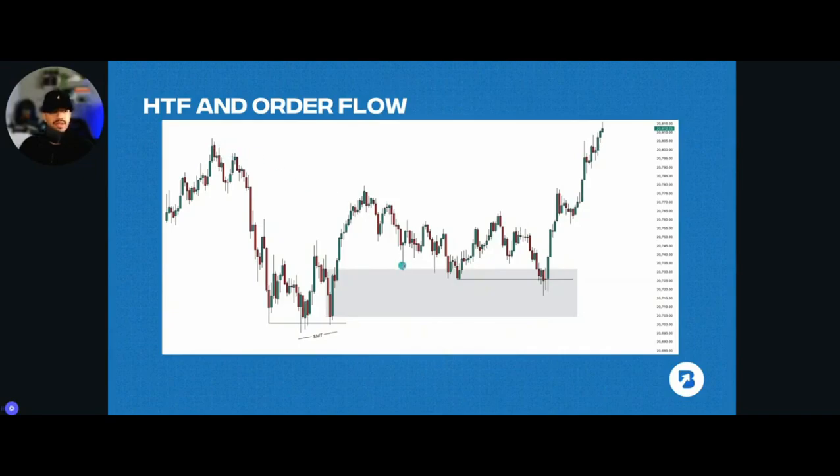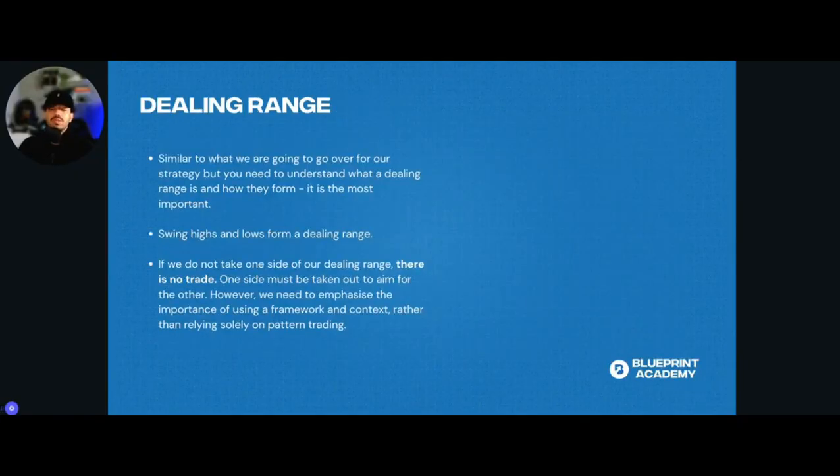So this is understanding the order flow and pairing it up with SMT divergence. So if you don't know what an SMT divergence is, don't worry, because I'm going to go over this in this lecture. Okay, so we've gone over the most important part, which is understanding the higher time frame order flow and what the higher time frame candles are telling you. Now we're going to go over dealing ranges, because this is crucial for the model.